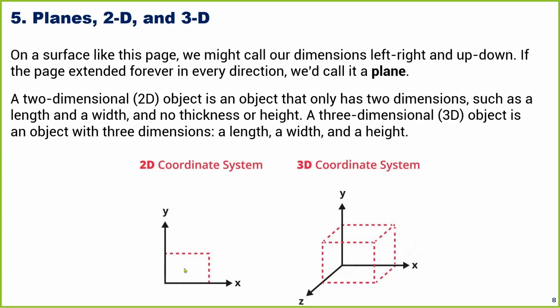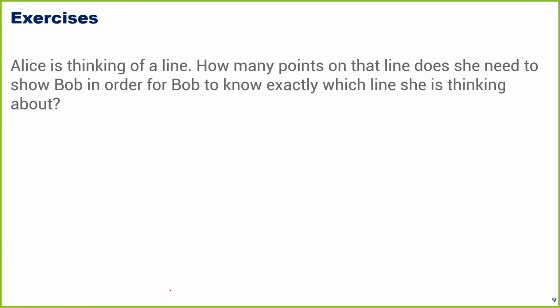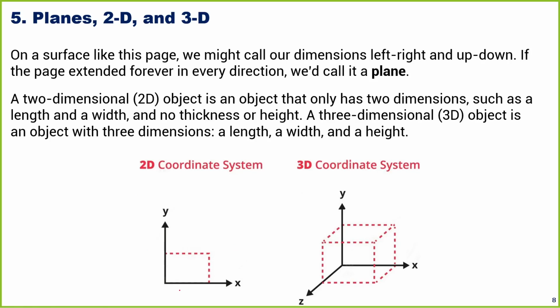For example, in the 2D coordinate system, we only have two directions, right? One direction and two directions. And if you are talking about a 3D coordinate system, usually you will have one direction, two directions, three directions. Okay, be careful with the difference. We'll talk about the 3D shapes later in this course, okay?